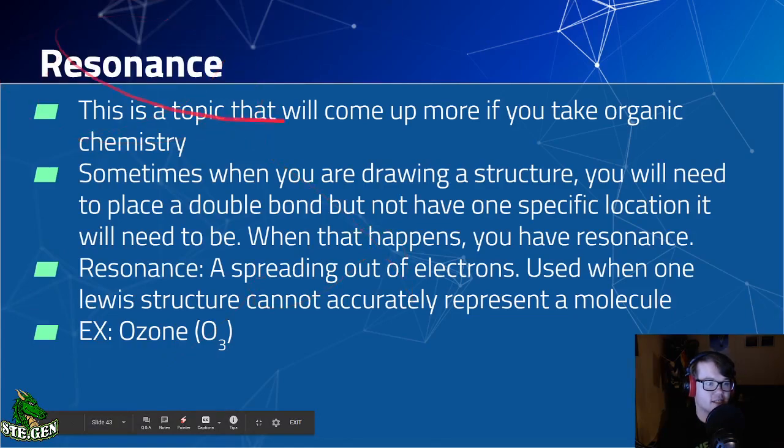Finally, we've got resonance. This is a topic that will come up more if you take organic chemistry. Sometimes when you're drawing a structure, you'll run into a problem where you don't know where to put a double bond. You could put it multiple places and it would still work out. When that happens, you have resonance. Resonance is a spreading out of electrons. It's used when one Lewis structure can't accurately represent a molecule. We'll do an example of this with ozone, and you'll see what I mean in an example we'll get to in a moment.